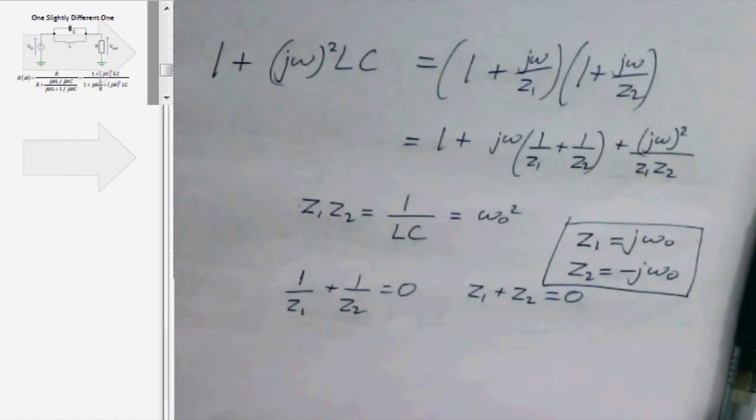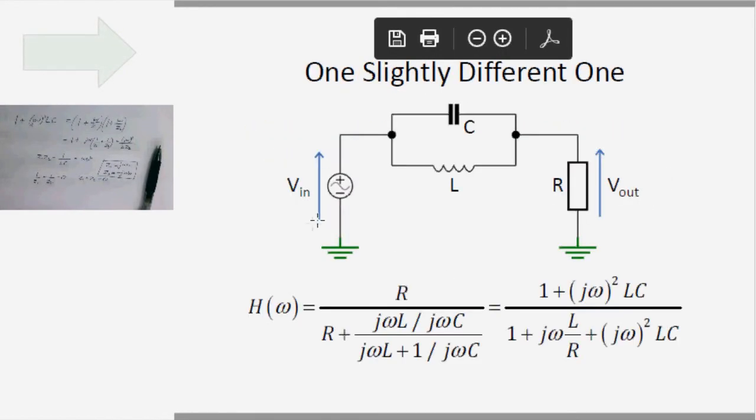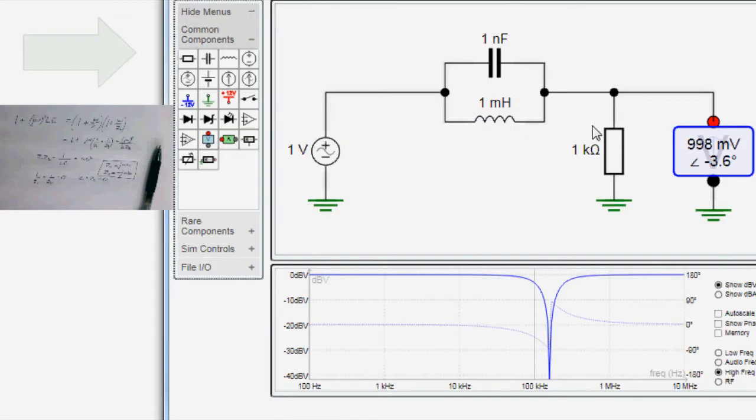What that does in practice is it produces a notch filter. And a notch filter has a very, very sharp dip in its response. We can simulate it. The simulation of a notch filter looks like this.